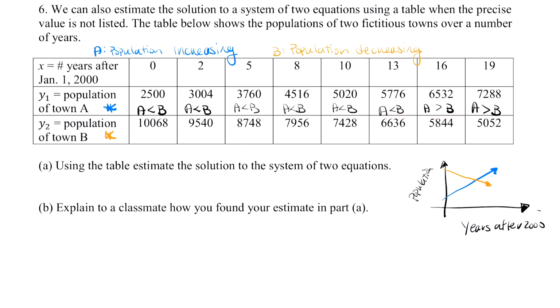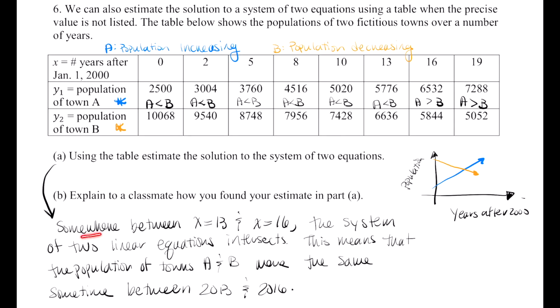So let's write down a solution for part A. And since this handout lacks in space, I'm going to do it down below. Somewhere between x equals 13 and x equals 16, the system of two linear equations intersects. If you noticed, I went ahead and erased the word linear. I haven't verified that this is linear, and I'm really not going to do that right now. What matters is the intersection. So somewhere between x equals 13 and x equals 16, the system of two equations intersects. This means that the population of towns A and B were the same sometime between 2013 and 2016.